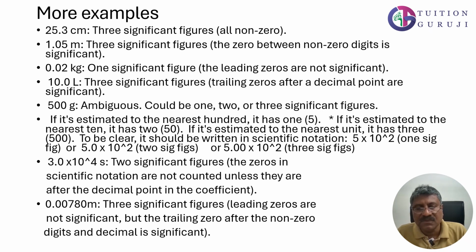3 × 10^4 seconds has only 1 significant figure. The zeros in scientific notation are not counted unless they are after the decimal point. 0.00780 has only 3 significant figures. Leading zeros are not significant, but the trailing zeros after the non-zero digits and the decimal are significant.